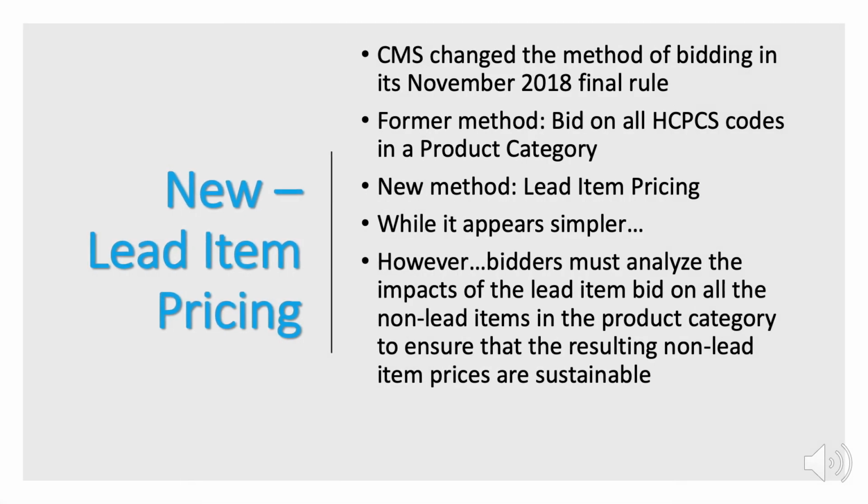In November 2018, the Centers for Medicare and Medicaid Services, or CMS, changed the method of bidding in its final rule that they published that month. Previously, you would bid on every single HCPCS code in a product category. That is no longer the case. The new method is called lead item pricing, and it appears simpler on its face because for every single product category, bidders are inputting a single bid per product category. However, bidders must also understand that that lead item bid will determine the prices for all of the non-lead items in that category. So bidders must do an extensive analysis and understand the impacts of the price of the lead item on the resulting prices of all the non-lead items in that product category, and bidders must ensure that the resulting non-lead item prices are sustainable.